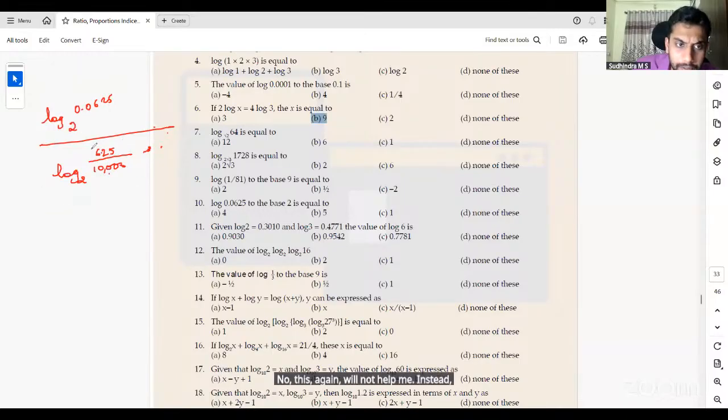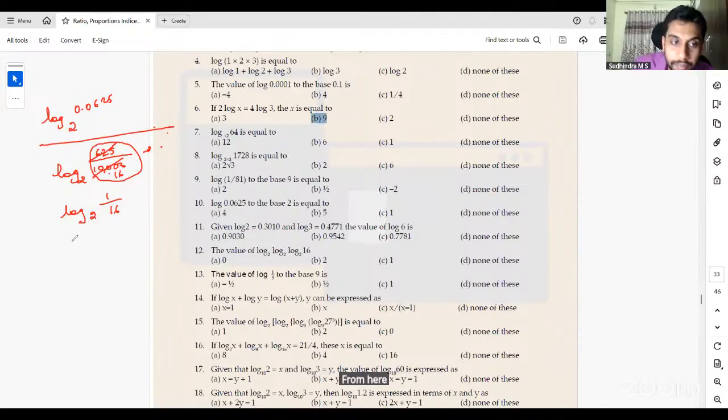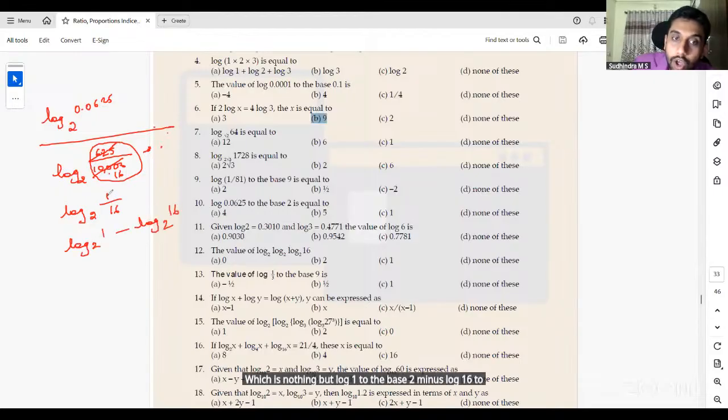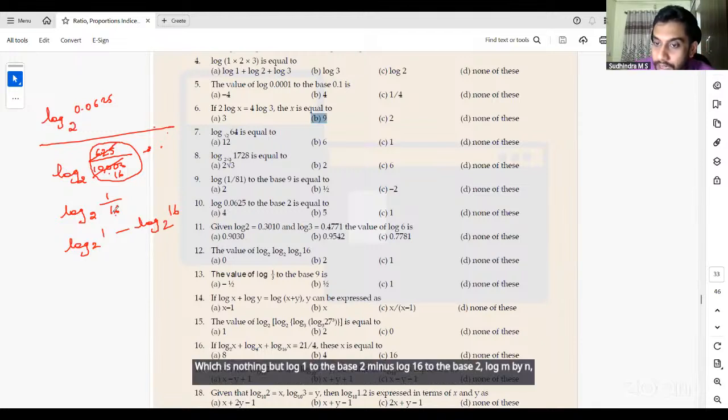Instead, can I simplify this? 625 by 10,000. In your calculators, type 10,000 divided by 625. 16, sir. 16. Ones are 625, 16s are. So I get log of 1 by 16 to the base 2, which is nothing but log 1 to the base 2 minus log 16 to the base 2, log m by n, log of m minus log n.